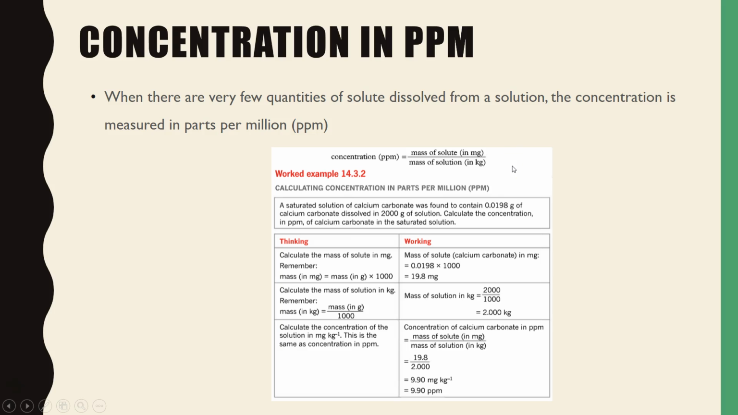If we were looking at a saturated solution of calcium carbonate, it has 0.0198 grams of calcium carbonate in 2,000 grams of solution. We're going to calculate this in parts per million. What we need to do is convert the grams into milligrams, because that's our 1 part per million, which equals 19.8 milligrams. And we convert our grams of solution into kilograms. So we have 2 kilograms of solution and 19.8 milligrams, and we simply divide the two, and there's your parts per million. So you need to be able to convert your units into milligrams and kilograms and then divide the two to work out concentration in parts per million.